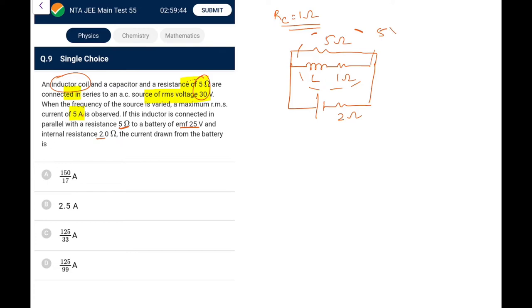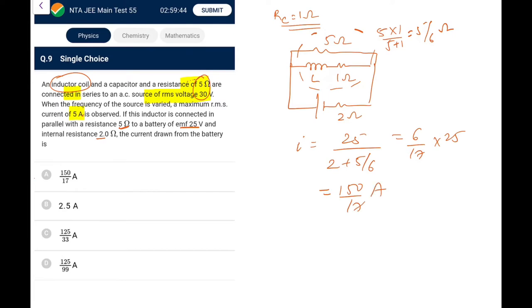So if I do this in the steady state, it will act as a wire. So this will become 5 into 1 upon 5 plus 1, that is 5 by 6 ohm. And this 5 by 6 plus 2, so the current drawn from the battery would be 25 upon 2 plus 5 by 6. So this is 17 by 6, so 6 by 17 into 25, that is 150 by 17 ampere. You can make it out. So this is option A.